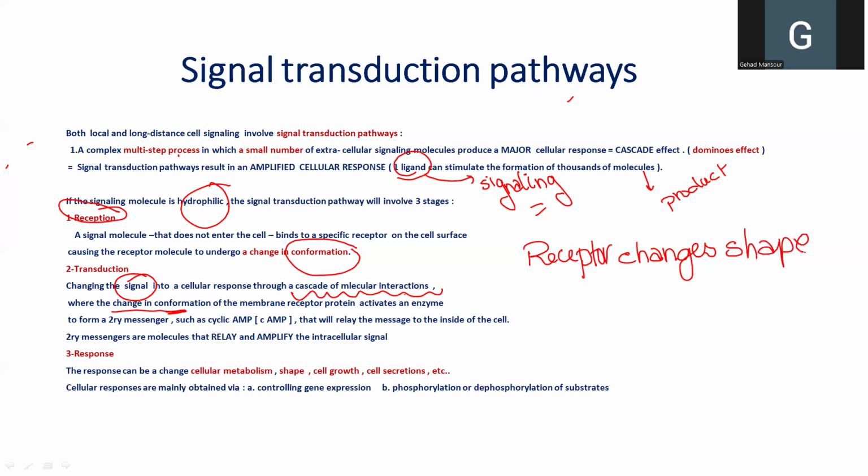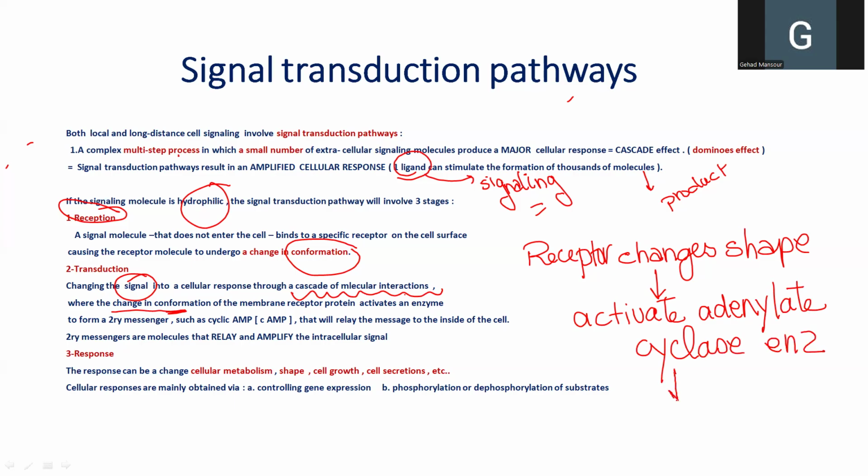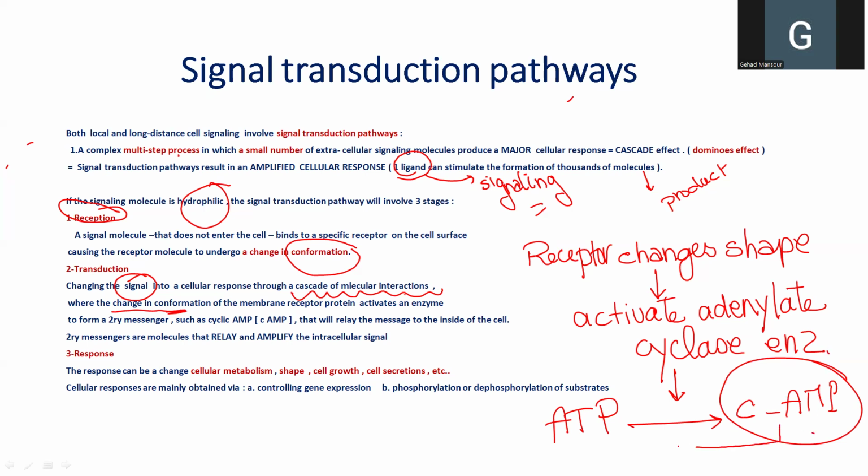And when the receptor changes shape, this will activate a famous enzyme called adenylate cyclase. And adenylate cyclase simply converts ATP, which is non-cyclic, to cyclic AMP. And cyclic AMP is a famous molecule in biochemical pathways. We call it the secondary messenger.